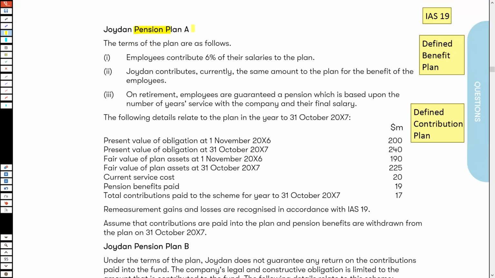It says Pension Plan A. The terms of the plan are as follows. Employees contribute 6% of their salaries to the plan. Joydin currently contributes the same amount for the benefit of the employees. On retirement, employees are guaranteed. This word guaranteed is a key word here. Why? Because when the employees are guaranteed, the risks and rewards lie with the entity. They are guaranteed a pension based upon the number of years of service with the company and the final salary. So this is the information available here.